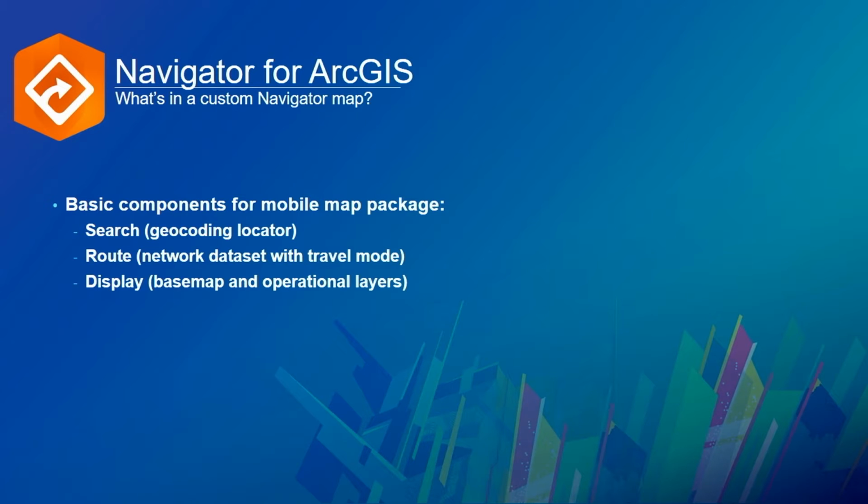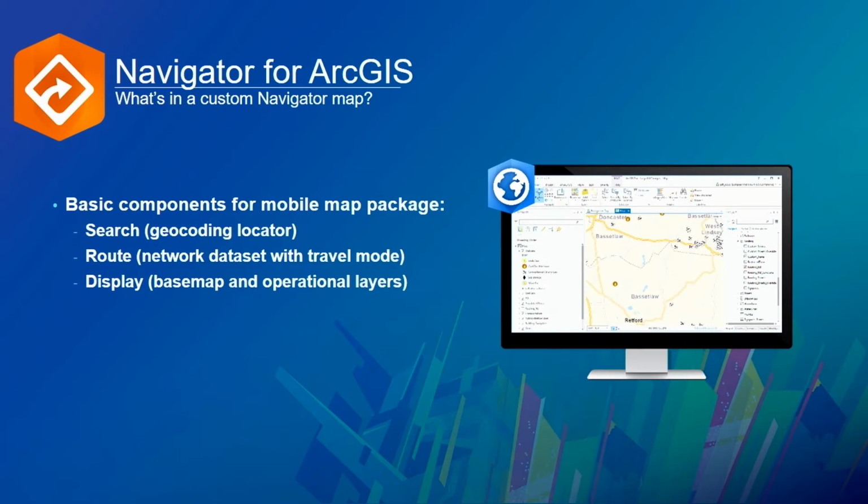And then any operational layers that you're going to want them to see, things like well pads or assets or pipelines, or anything from your GIS that will give them additional context while they're navigating out and about in the real world. You would also want to package that up and put it in the mobile map package.